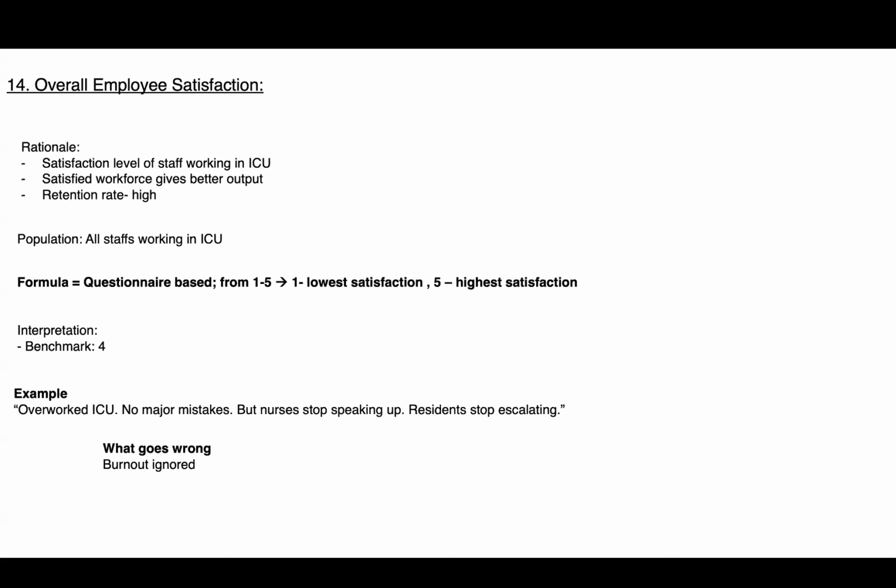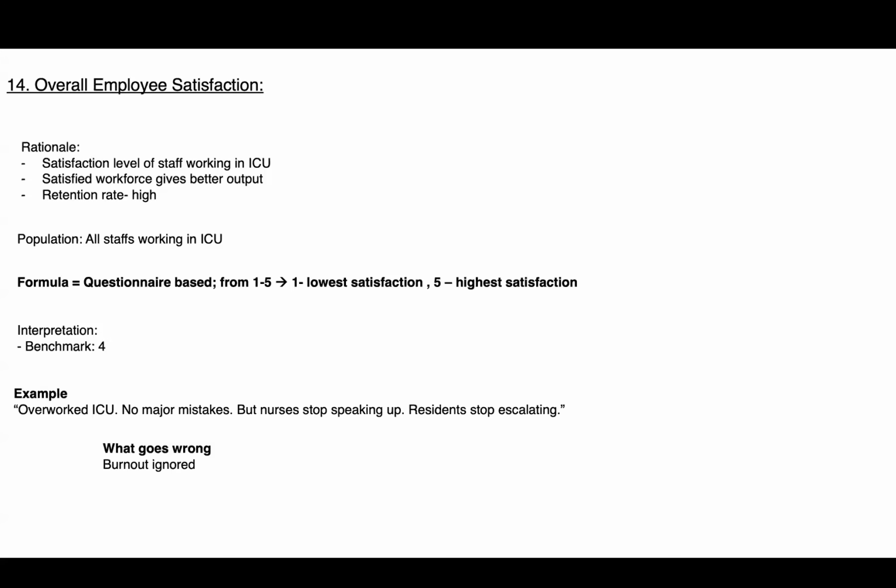Then comes the overall employee satisfaction. So the main rationale for doing this testing is for assessing the satisfaction level of staff working in ICU. Satisfied workforce gives better output and the retention rate will be high if it is a good ICU team. So it includes all the staff working in the ICU. The formula goes based on a questionnaire from 1 to 5, where 1 is the lowest satisfaction and 5 is the highest satisfaction. So the interpretation, the benchmark is 4.